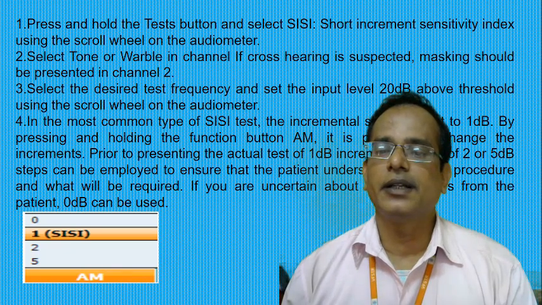Prior to presenting the actual test of 1 dB increments, a trial of 2 or 5 dB steps can be employed to ensure that the patient understands the test procedure and what is required. If you are certain about the response from the patient, 0 dB can be used. You are seeing this as an observation on the diagram below.